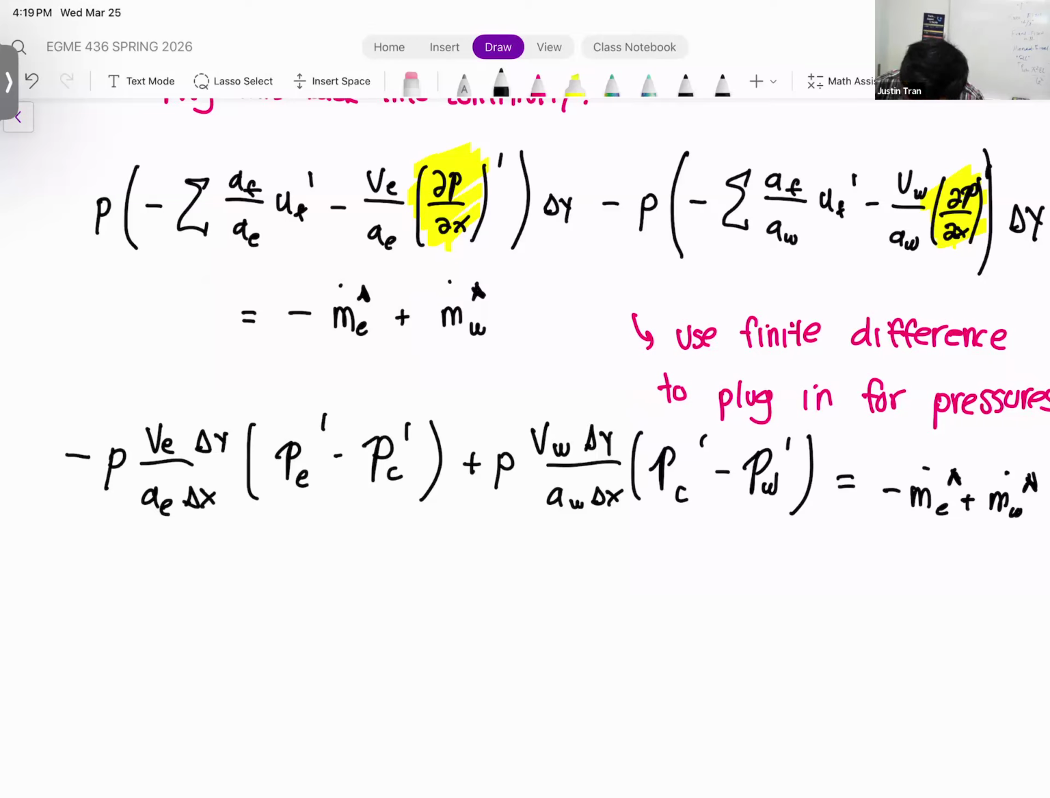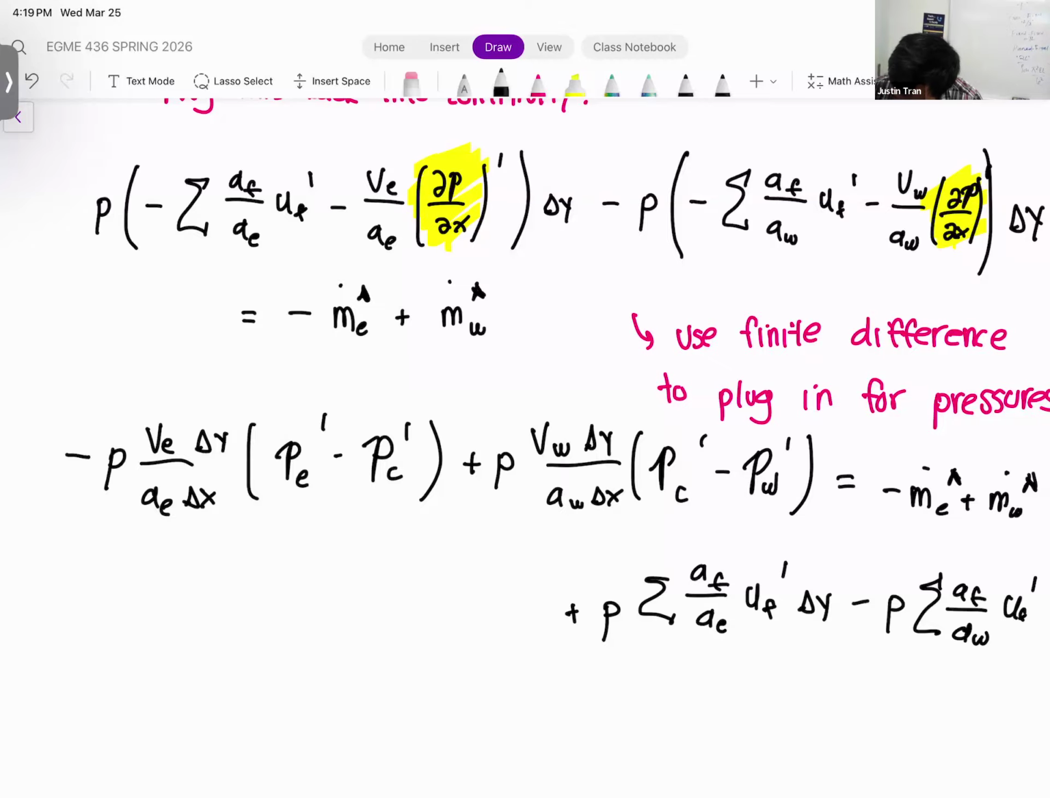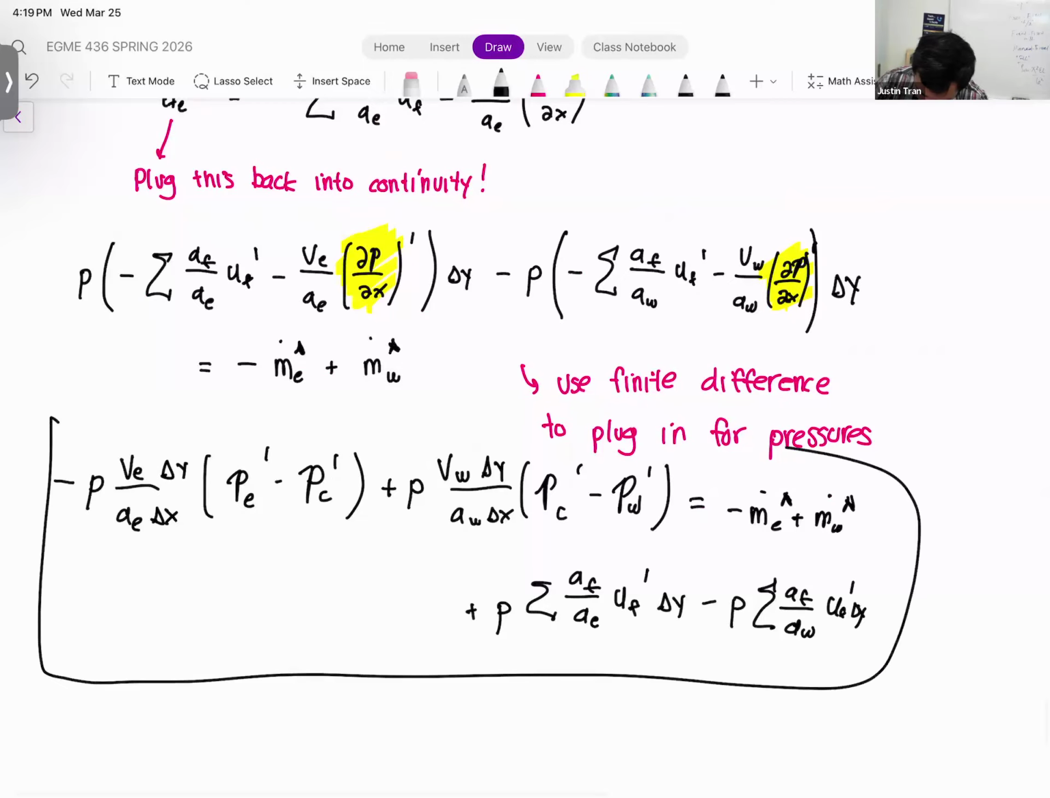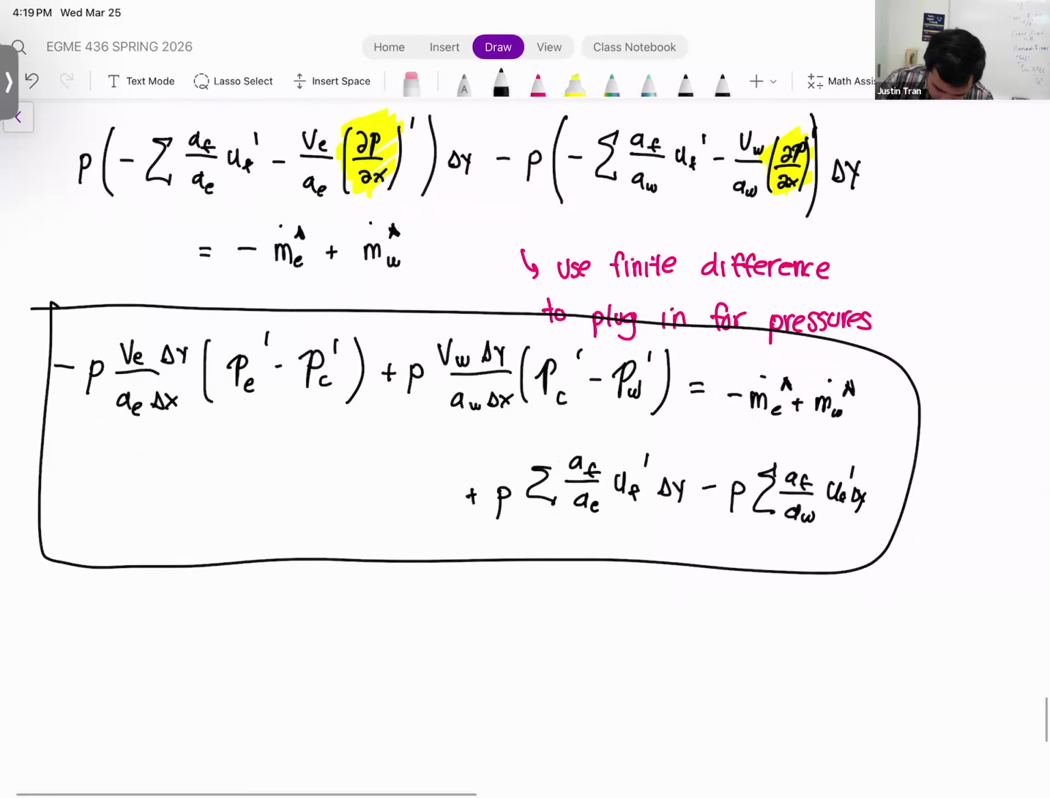So plus rho summation AF over AE UF prime delta Y, minus rho summation AF over AW UF prime delta Y. All right, so this right here is our pressure correction equation.